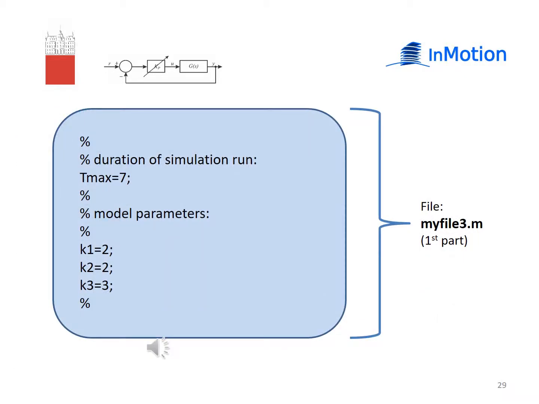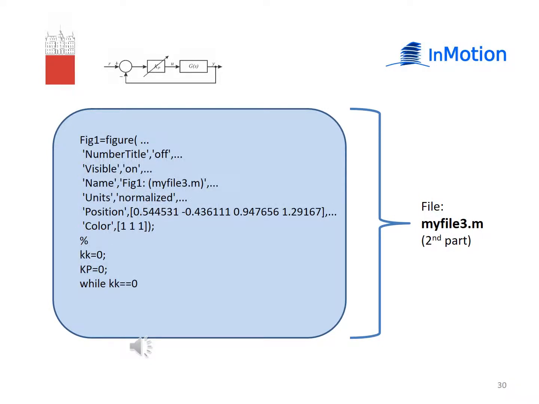Then we have to generate a new script M file, namely myfile3.m. Here the first part of this file is presented, where the duration of the simulation run and system parameters are defined. Next, the figure is opened, where the simulation results will be presented, and the first line of the while loop is defined.